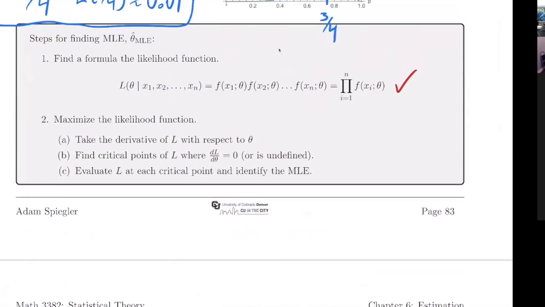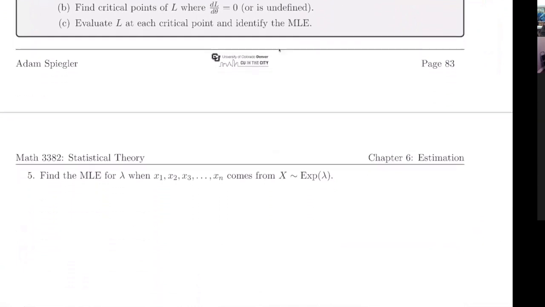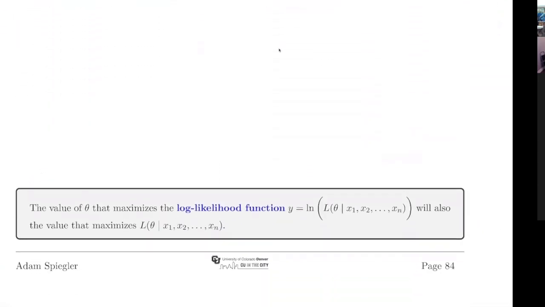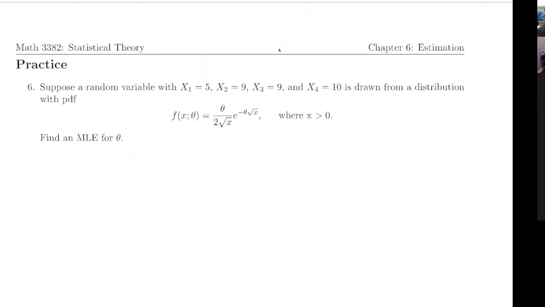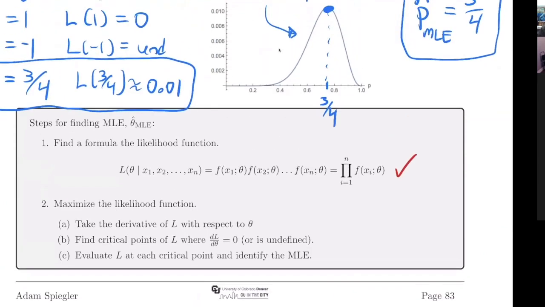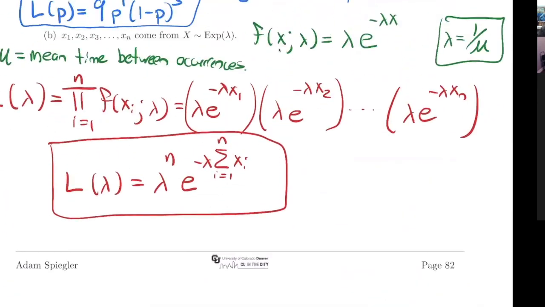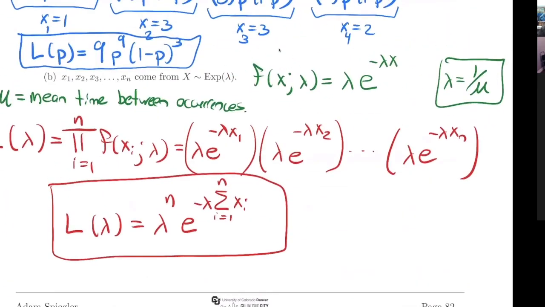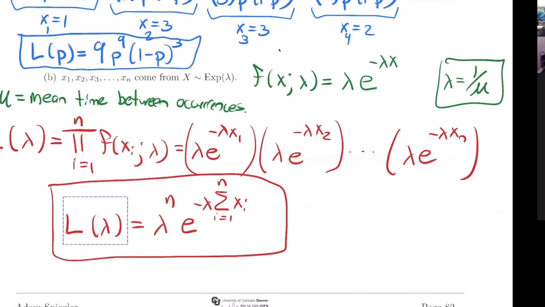Okay, so let's do one more together, and then I want to give you a chance to practice one on your own, or at least in a group, before we go for the day. So let's think about how we could finish up the process for this one over here, for the exponential distribution.